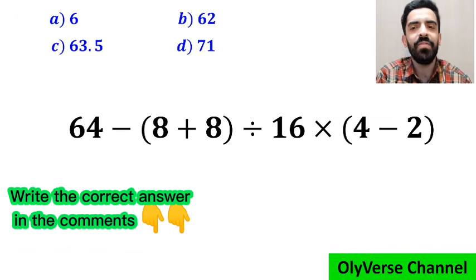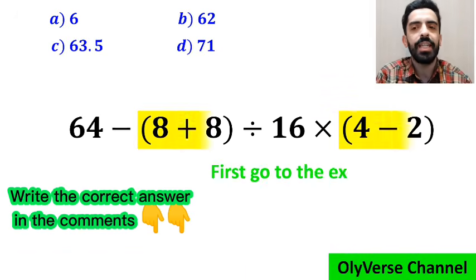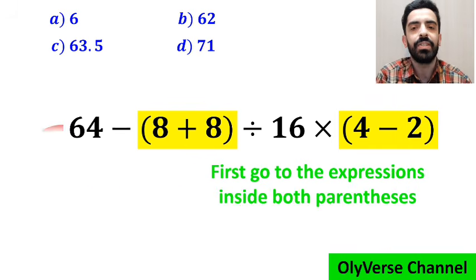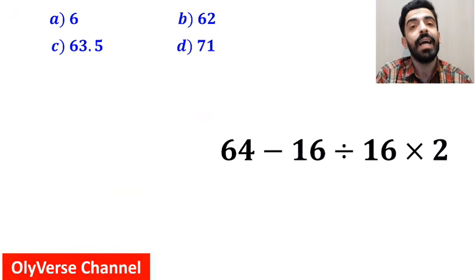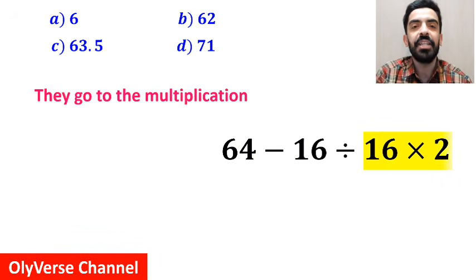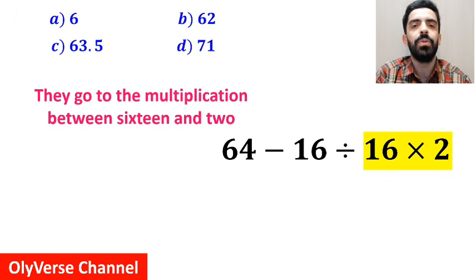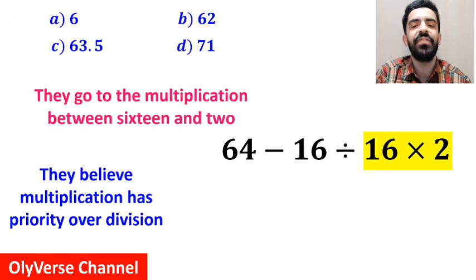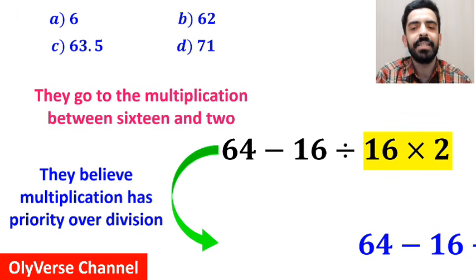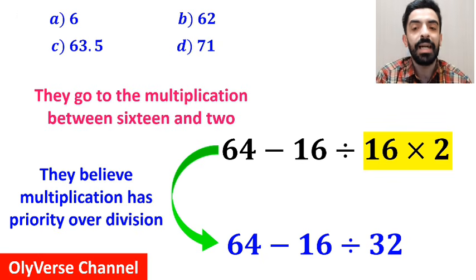Also, some other people when solving this question first go to the expressions inside both parentheses and simplify to 64 minus 16 divided by 16 times 2. And the next step, they go to the multiplication between 16 and 2 because they believe multiplication has priority over division. So, they simplify this expression to 64 minus 16 divided by 32.